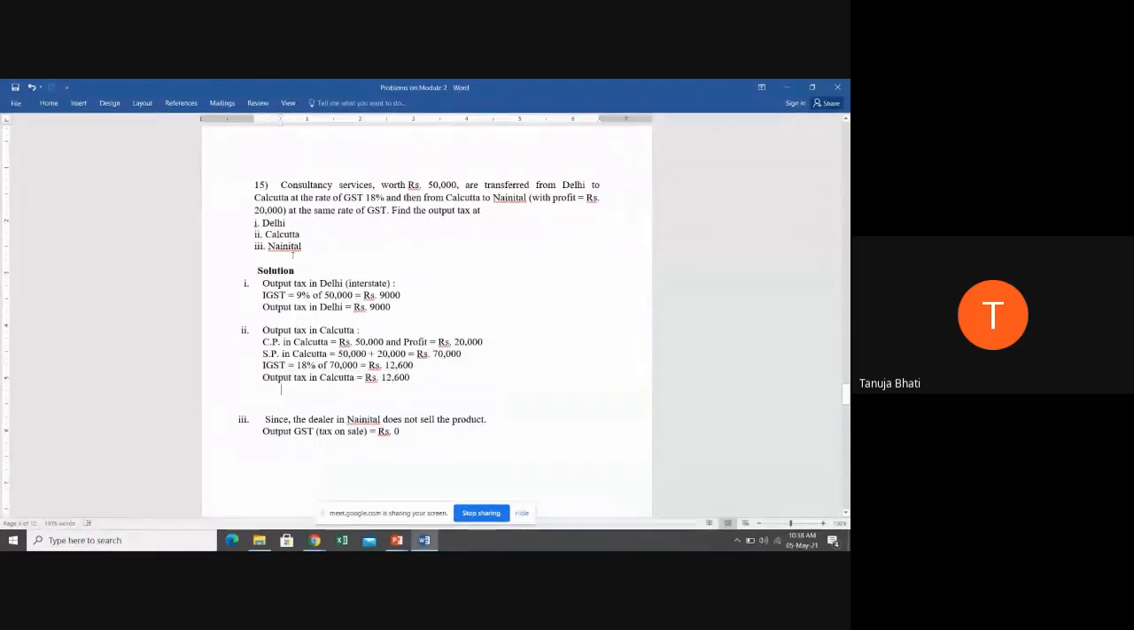Next, let us see the output tax in Nainital. Since the dealer in Nainital does not sell the product further, the output tax on sale is 0, because he is not making any sale further. Therefore, there is no tax. Therefore, it is 0. So have you all understood this particular problem, students?